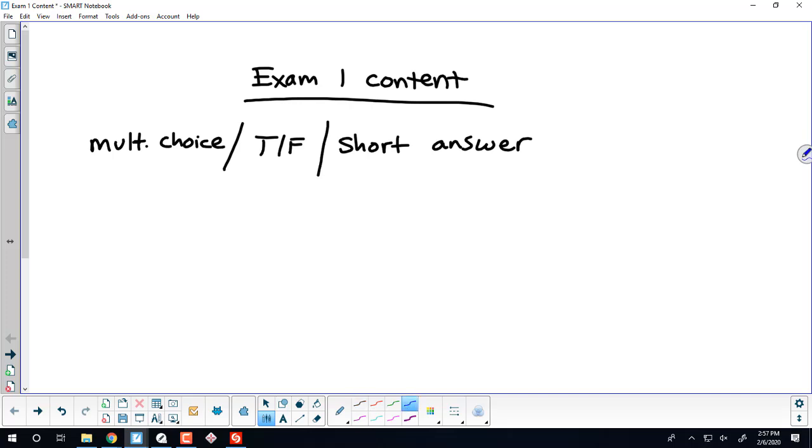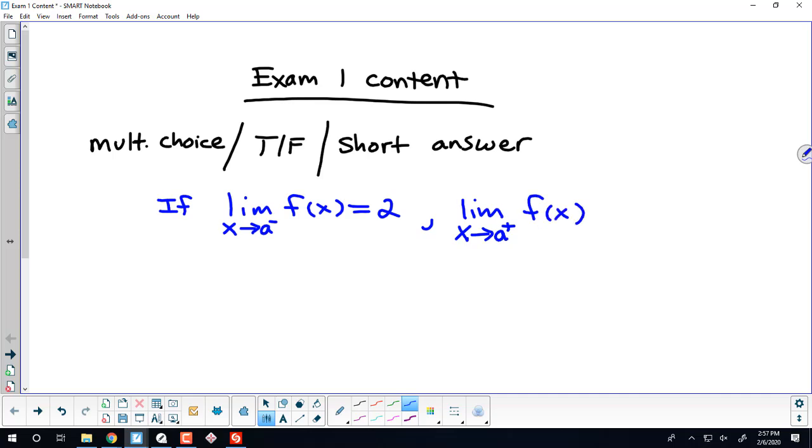So an example would be, if I said, given the limit as x approaches a from the left on a function f of x is equal to 2, the limit as x approaches a from the right on the same function is equal to 5. What can be said about the limit as x approaches a? Doesn't exist. Yeah. So, more conceptual type questions that apply broadly, not specifically to one concept maybe.